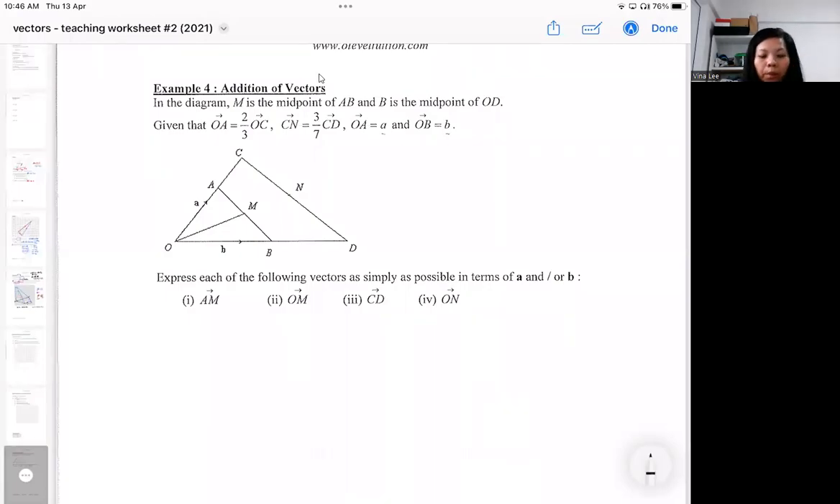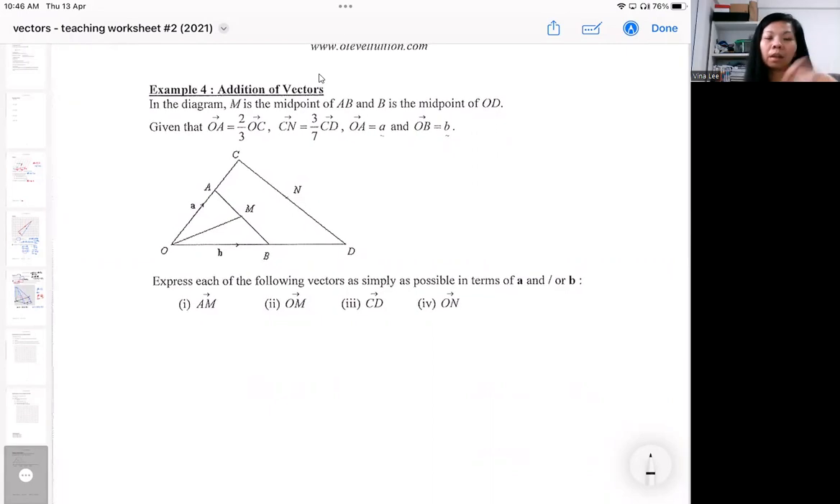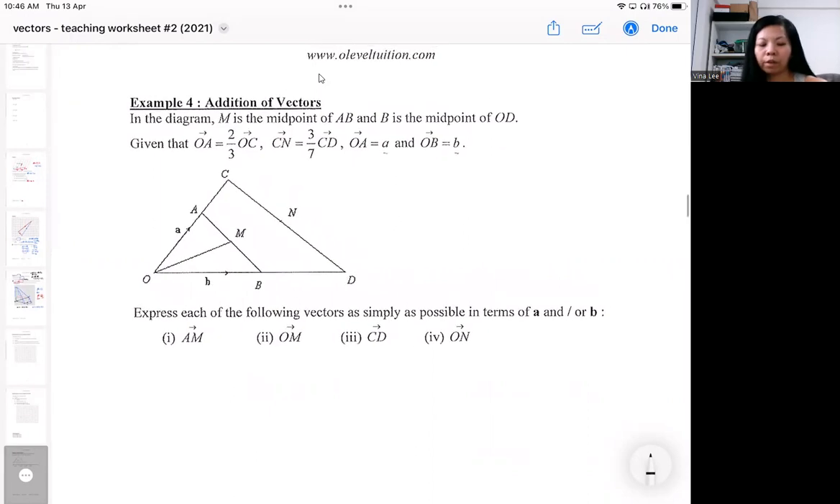Okay, so I'll be showing you example 4 and example 5, which is still using the idea of addition of vectors, which is like the fill in the blank. But in this type of question, sometimes it can get very, very long, and they give you a lot of information, and you will see a lot of ratios given to you. So before you answer the question, read through the question, read through the ratio, so that you can come up with a lot of vectors, so that you can facilitate the fill in the blank.